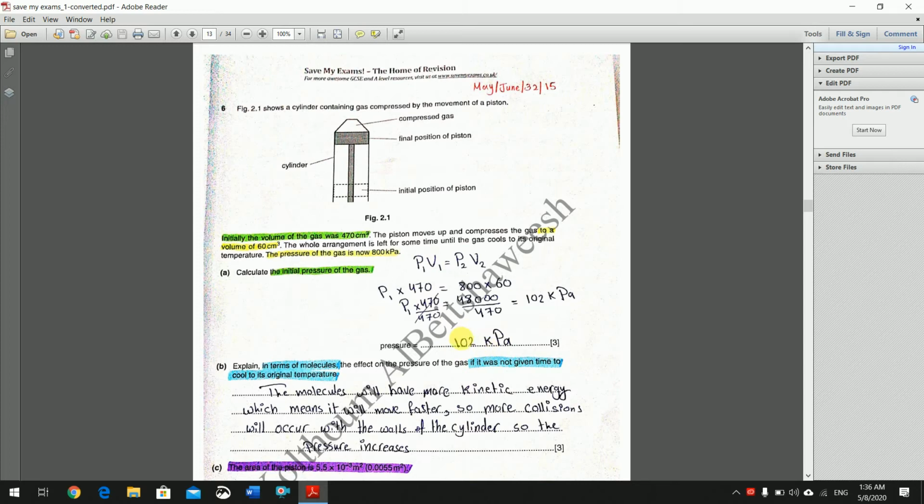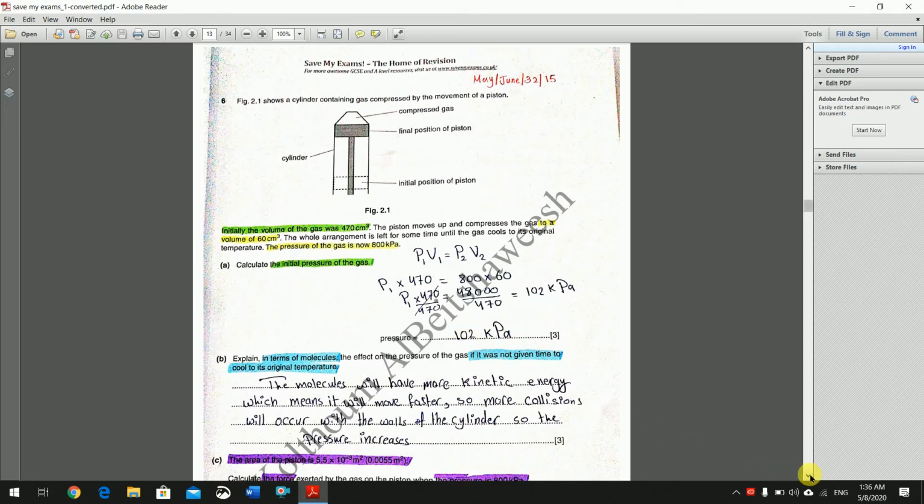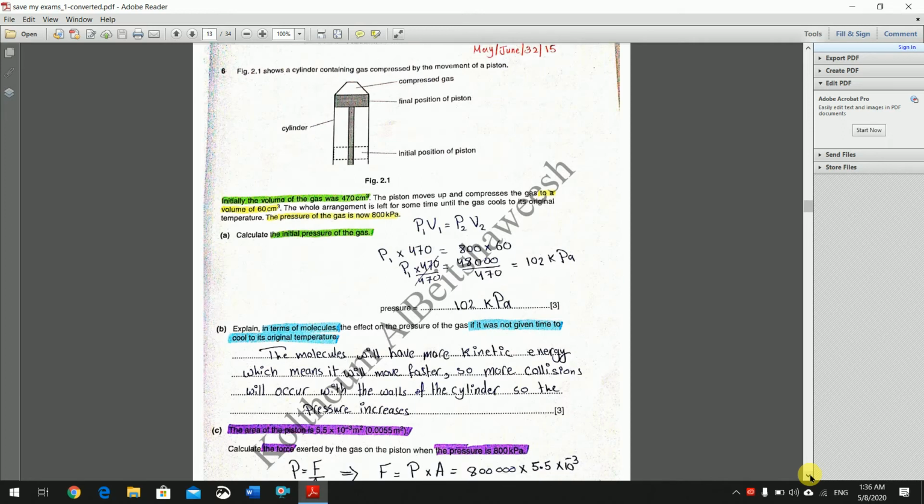So eventually it will be 102 kilopascals. Now explain in terms of molecules the effect on the pressure of the gas if it was not given time to cool to its original temperature.